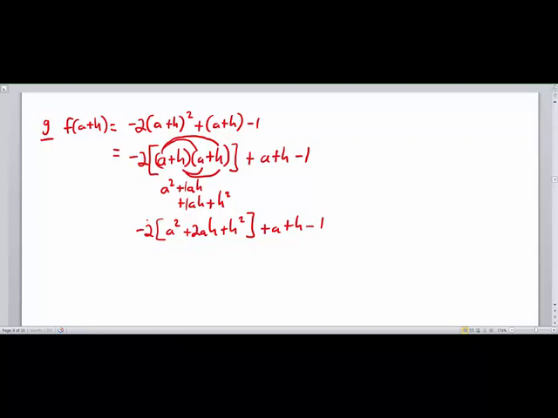Okay, so we distribute the negative 2 to each of these, so we have negative 2a squared minus 4ah minus 2h squared plus a plus h minus 1. And this is my f of a plus h. There we go. That gives me what I need there. And now let's clear this off to do a very long part H, and that will finish the video.